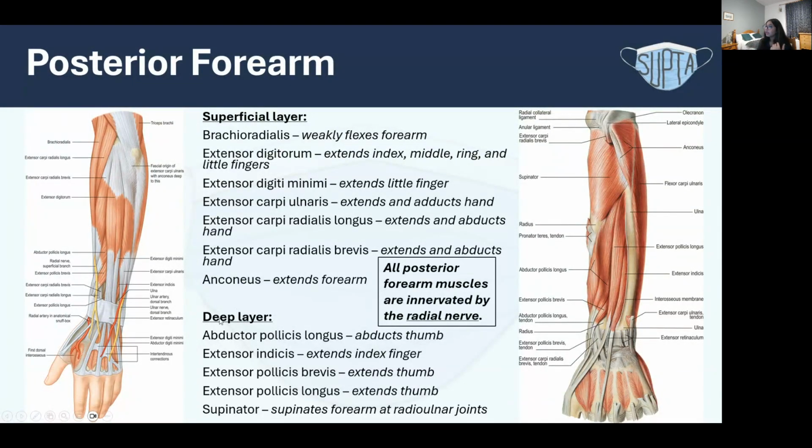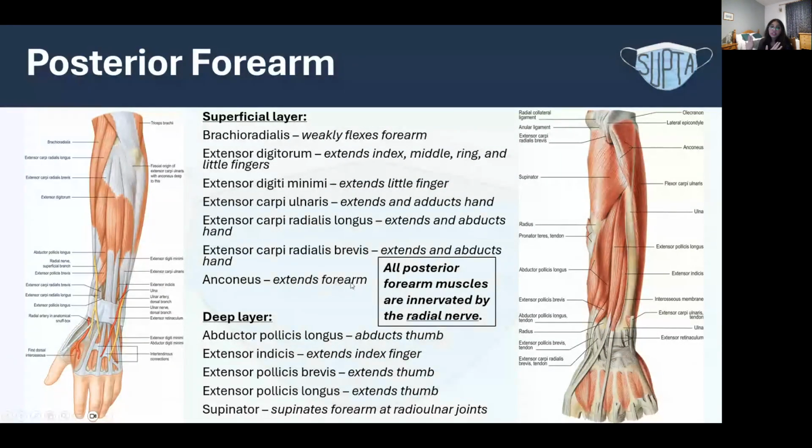We have our deep layer, which is abductor pollicis longus, that one there, which abducts the thumb. You have extensor indicis, which extends the index finger. Extensor pollicis brevis extends the thumb. Extensor pollicis longus, again, extends the thumb. Supinator, I'm sure you can guess what it is. It supinates the forearm at the radioulnar joints.